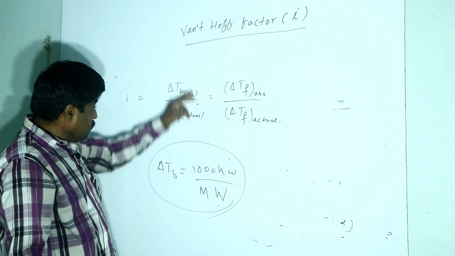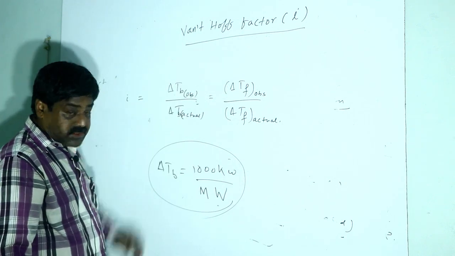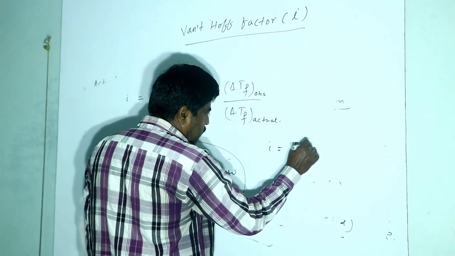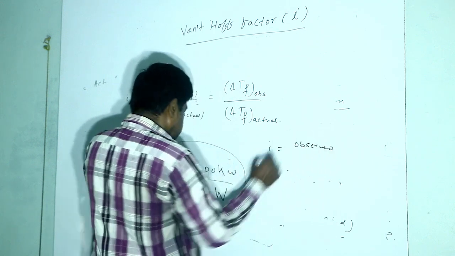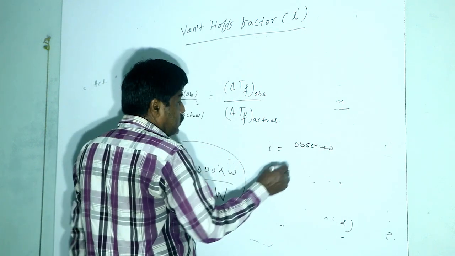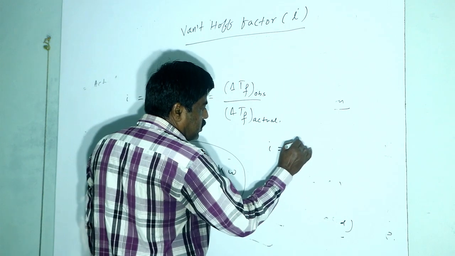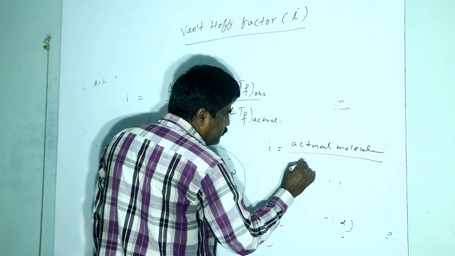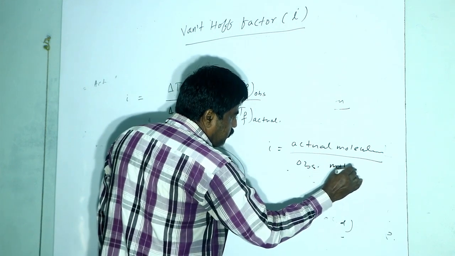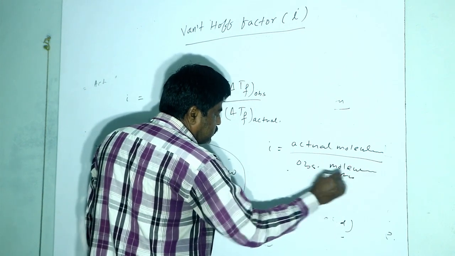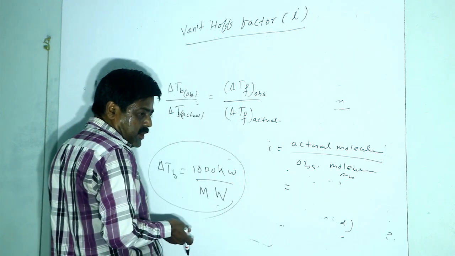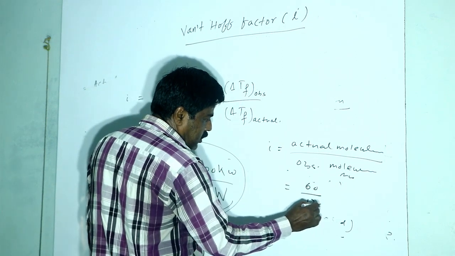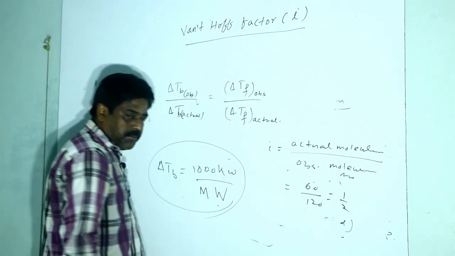Here, for the molecular mass, i is equal to actual molecular mass by observed molecular mass. In the case of acetic acid, as we have already taught, the actual molecular mass is 60 and the observed molecular mass is 120, so i is equal to half.